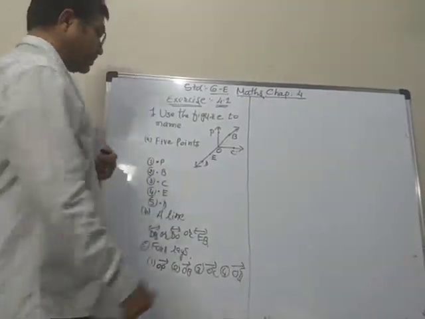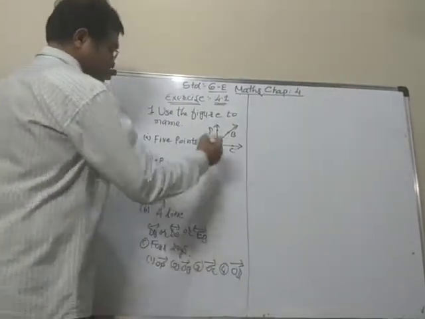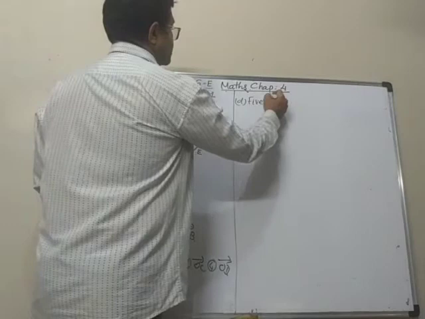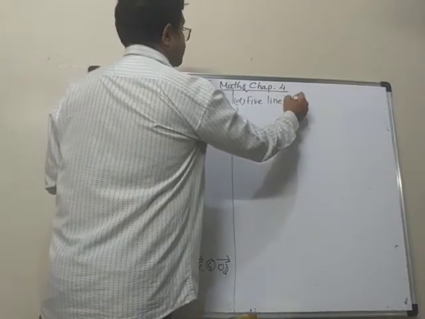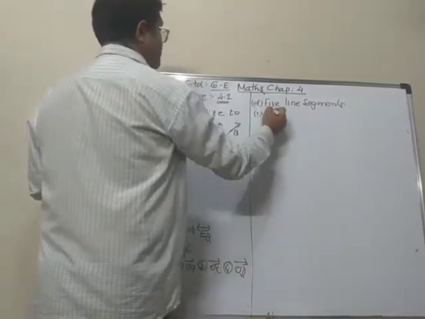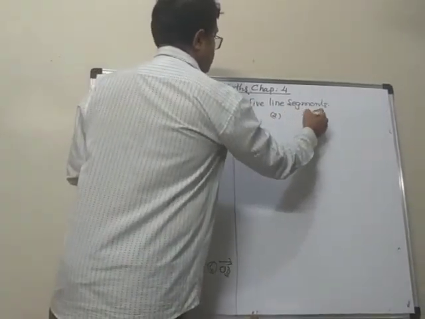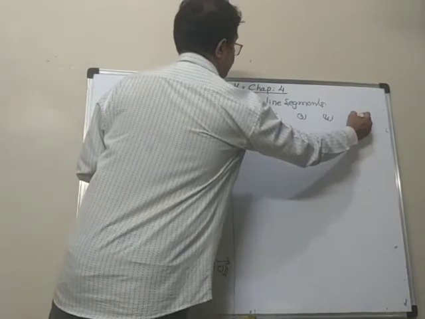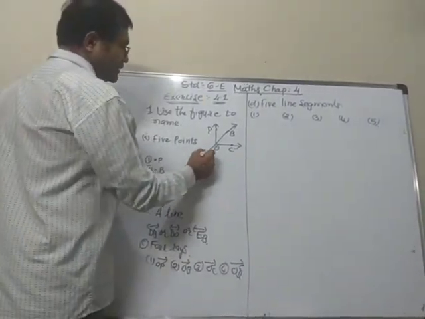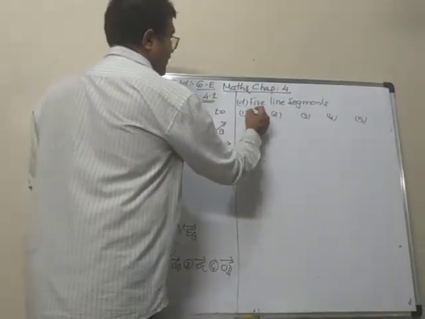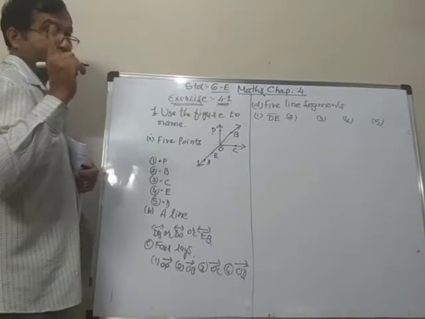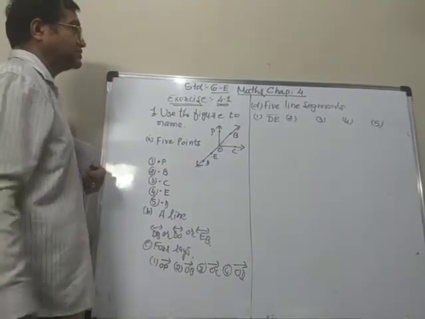And then the question D is 5 line segments. Now you know that line segments means that they have 2 end points. It means you can write down from here also, from D to E. So we will write down line segment DE. Just keep in mind the notation.